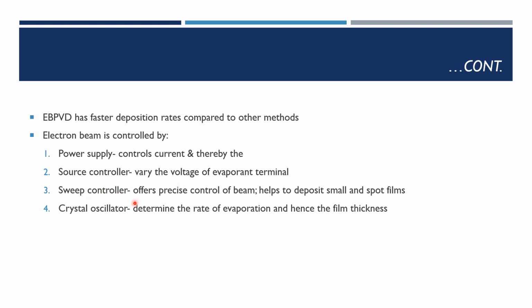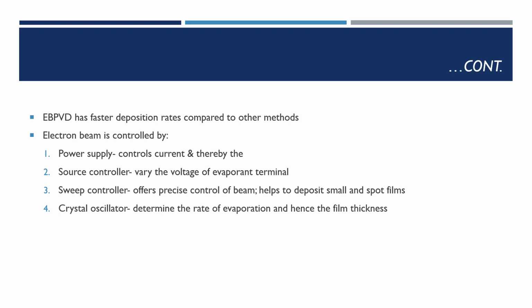The sweep controller offers precise control of the beam, that is, the energy intensity of the beam as well as the radius of the beam, and by having such precise control over the characteristics of the beam, we can use it to deposit small spot films on the substrate. And also a crystal oscillator is used, which determines the rate of evaporation. By using a crystal oscillator, we can control the rate of evaporation and thus the film thickness.